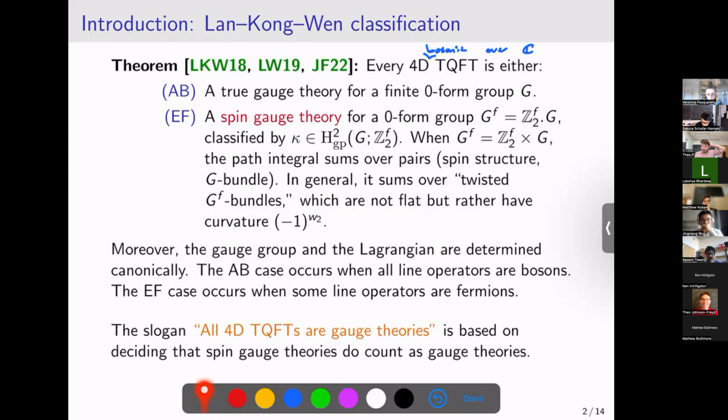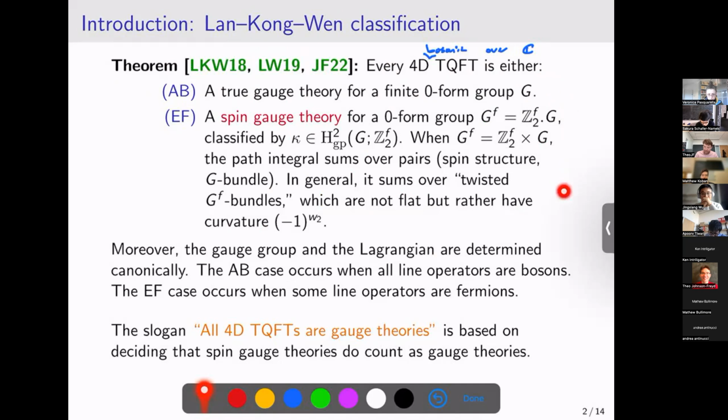And there's a few other footnotes on the previous slide. Every bosonic TQFT with some niceness conditions is exactly one of the following two things. Every bosonic TQFT is either of class that Lan, Kong and Wen call class AB. AB is their name for the all bosons case. And those are really true gauge theories. And not only are they true gauge theories, they're true gauge theories for just a zero form group. There's no higher groups or anything. These are the ones that Dijkgraaf and Witten already knew everything there is to know about.